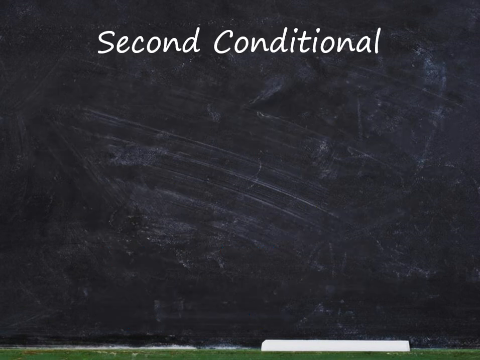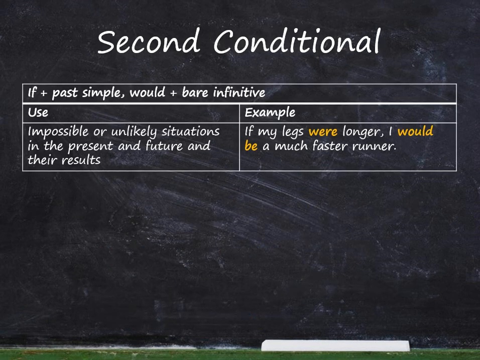Next, second conditional. If plus past simple, comma, would plus bare infinitive. We use the second conditional to talk about impossible or unlikely situations in the present and future and their results. For example, if my legs were longer, I would be a much faster runner. If Paulina was taller, she could touch the ceiling or the roof.